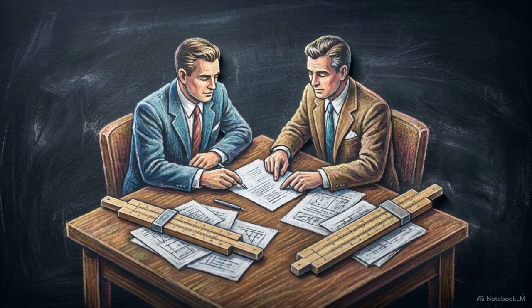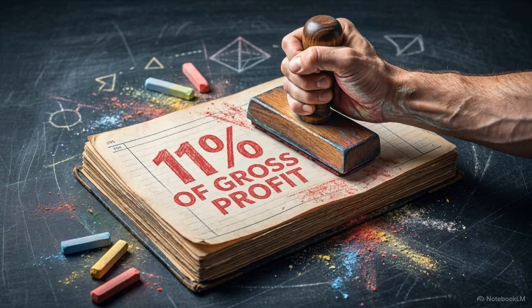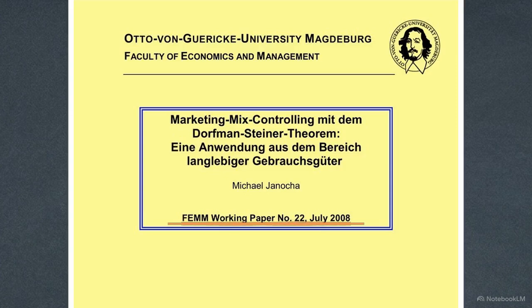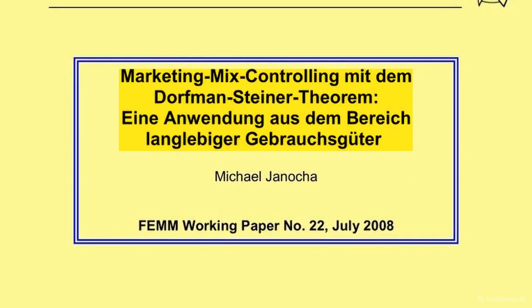In 1954, economists Robert Dorfman and Peter O. Steiner developed a theorem for optimal advertising. Before this theorem, businesses relied on heuristics, setting budgets as a fixed percentage of gross profit or copying the sales ratios of their competitors. This 2008 working paper from the University of Magdeburg demonstrates that modern academic economics continues to use the Dorfman-Steiner condition to analyze a firm's marketing mix.